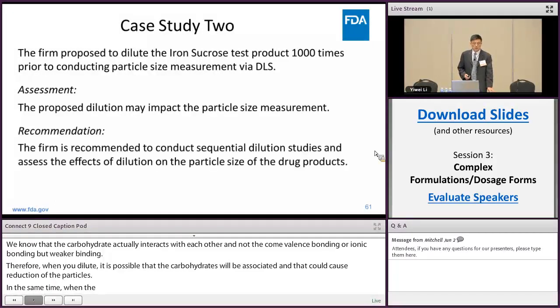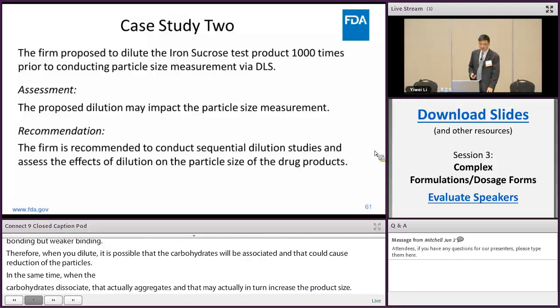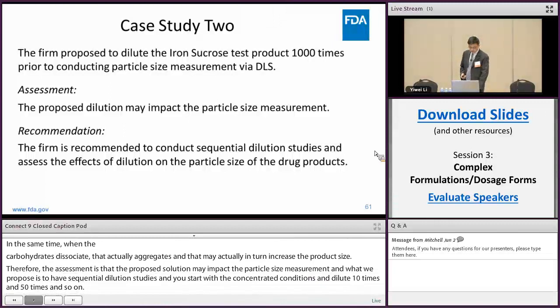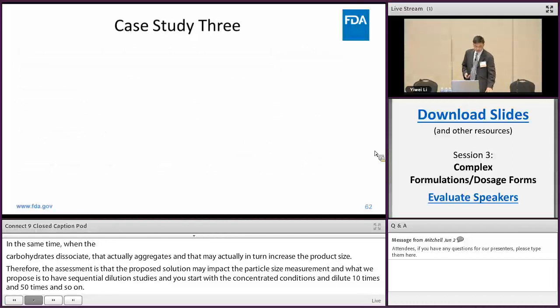And what we propose to the firm is to conduct sequential dilution studies. Basically, you start from the concentrated conditions and you dilute 10 times, 20 times, and 50 times, and go on. So that way you can see during the dilution process whether you see the particle size change one way or the other. All right. Case study 3.